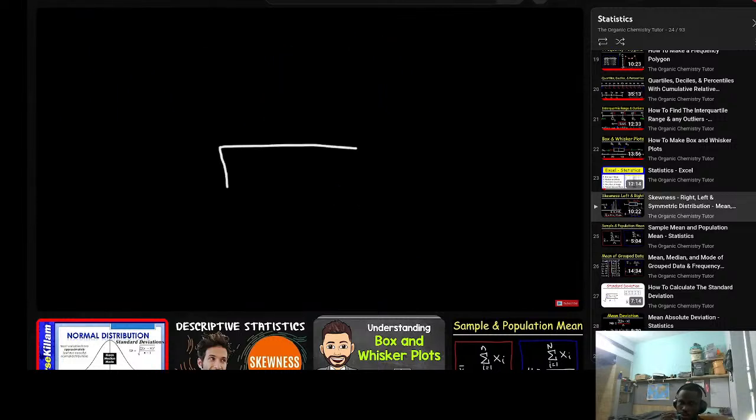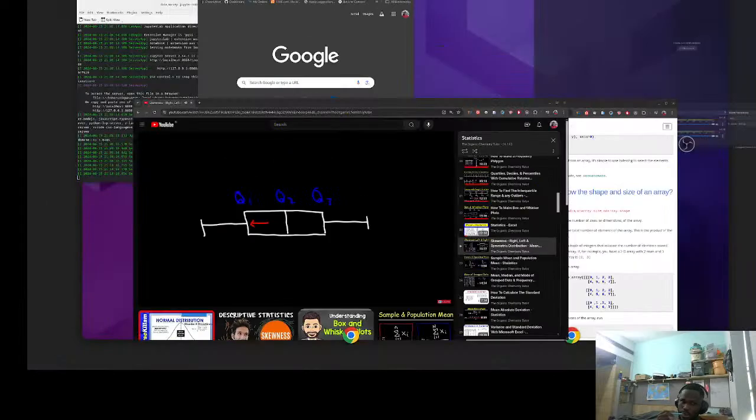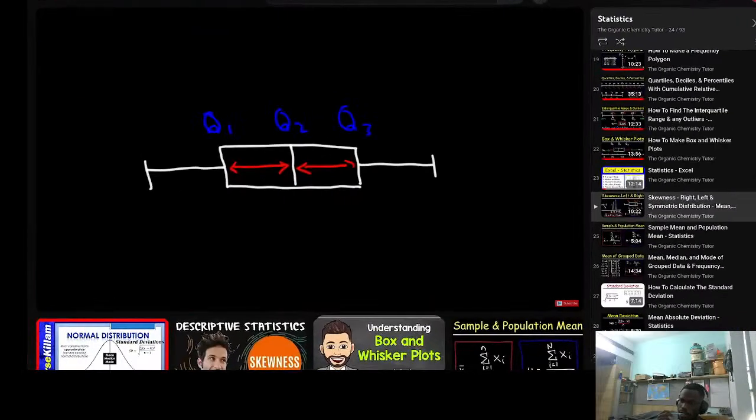Now let's go back to a symmetric distribution, but for a box plot. So this is Q1, the first quartile, this is Q2, and this is Q3, the third quartile. So this box plot, or this box and whisker plot, represents a symmetric distribution. Notice that the length of the first box on the left is the same as the length of the box on the right. So what this means is that Q3 minus Q2 is the same as Q2 minus Q1. So that represents a symmetric distribution.